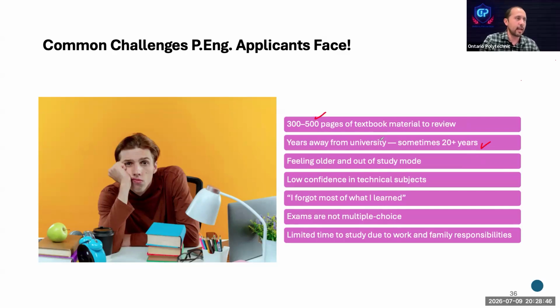So these are the challenges, and we have a solution for all of them. So I'm feeling old, so I don't have time to study. So I don't have any confidence. So I forget most of what I learned. So exams are not multiple choice, so I have to write them. So it's different. I have a family. I have to work. So I don't have time. These are the things that we face every day, and we have a solution for them.